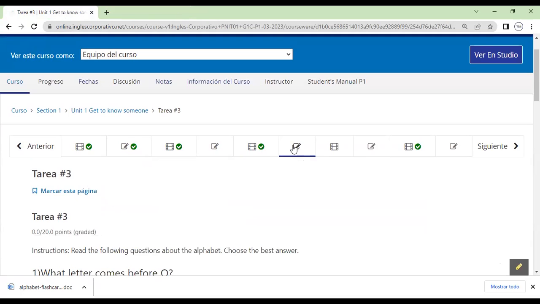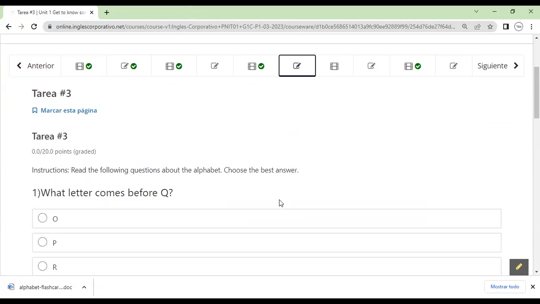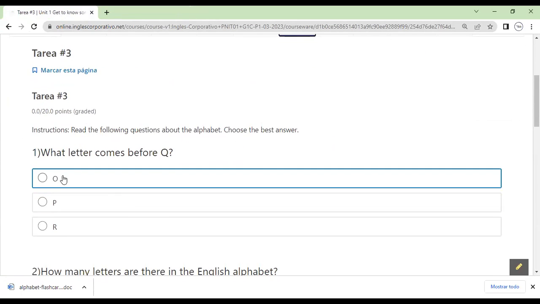This is the one, right? This is very easy. It's about the alphabet. What letter is this one, people? B. No, this one, what letter is it?